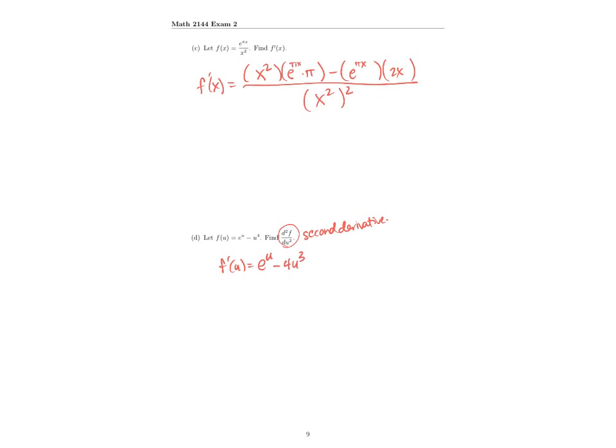And to take the second derivative, I just take the derivative of the derivative. Again, the derivative of e to the u is e to the u. And the derivative of negative 4u cubed is going to be negative 12u squared.